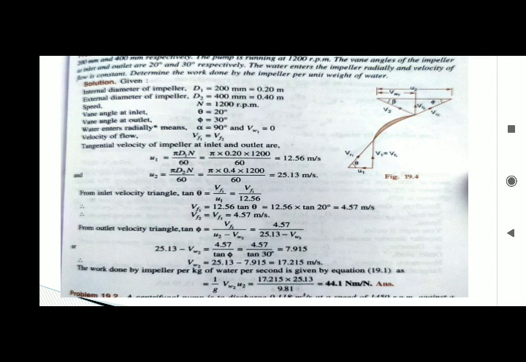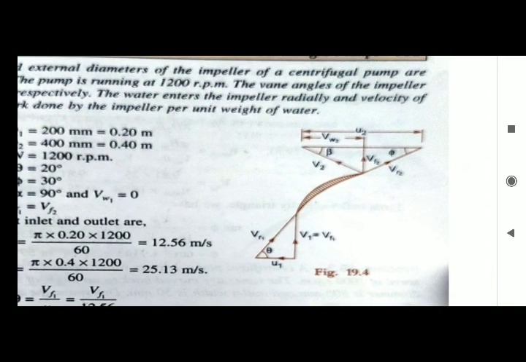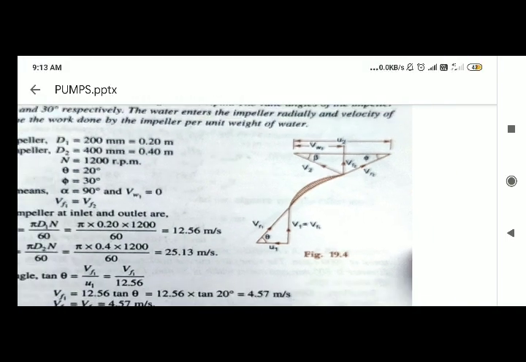From the outlet velocity triangle, I can calculate tan phi. I know Vf2. From the outlet velocity triangle, tan phi equals Vf2 divided by U2 minus Vw2. By using that, I get Vw2 as 17.215 meters per second.